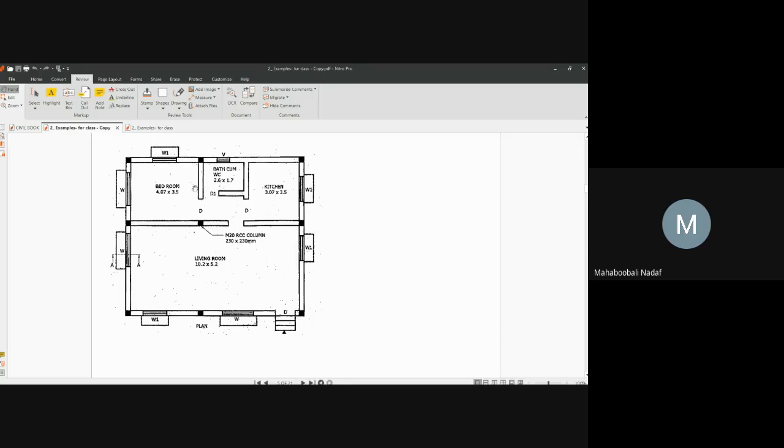So central line, how many central lines can we go? 1, 2, 3, 4, 5, and this and this, and this and this. So calculate first this horizontal length, 10.2 plus 0.3 by 2 plus 0.3 by 2. How much? 10.5. So how many walls are there? 1, 2, 3. 3 into 10.5. That is one thing. 31.5.